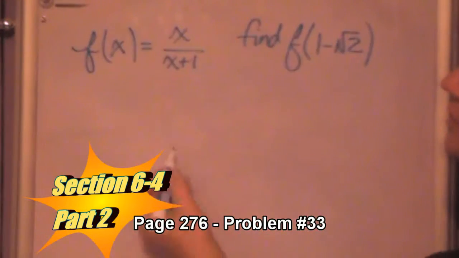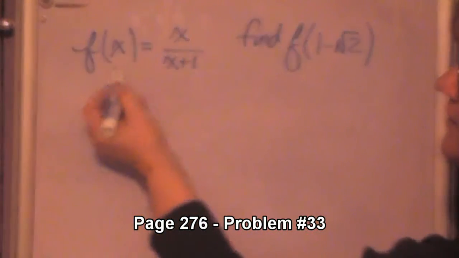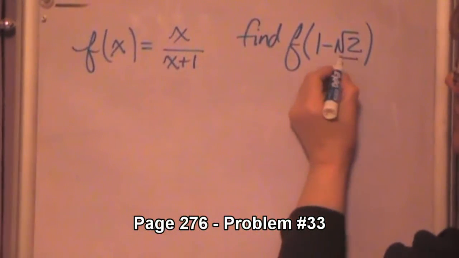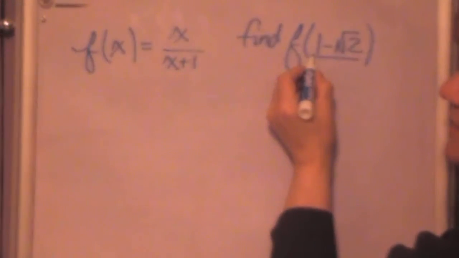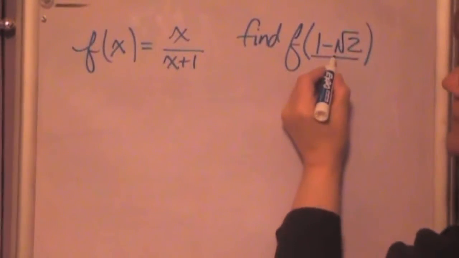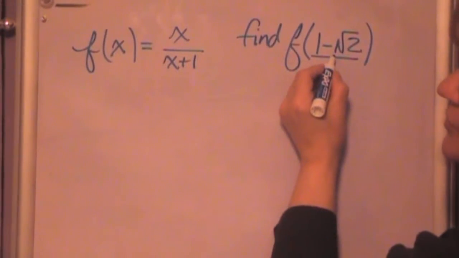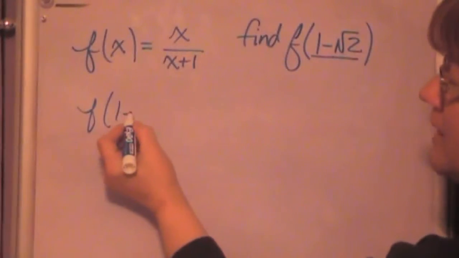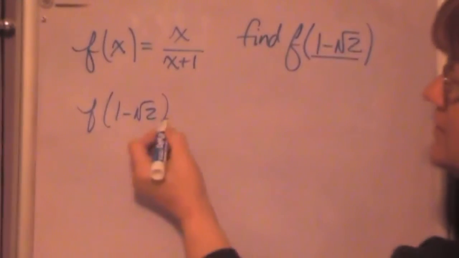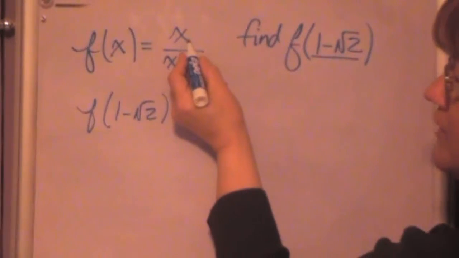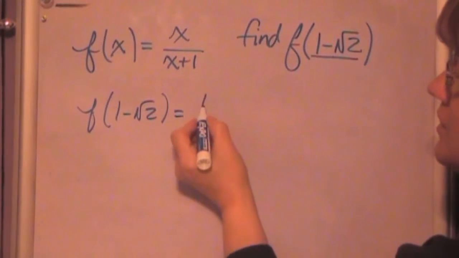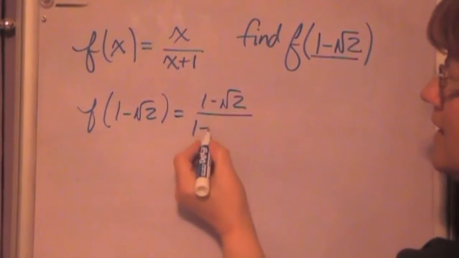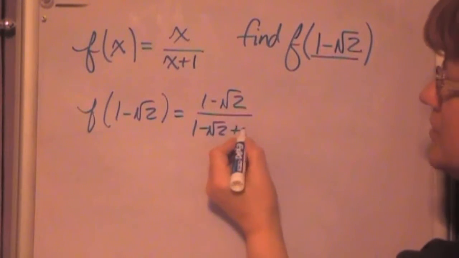Reminding you of function notation, if I have a function f of x is equal to x over x plus 1, and they want me to find f of 1 minus root 2, all I do is substitute the 1 minus root 2 in for x. So f of 1 minus root 2 is equal to, put 1 minus root 2 in for every x, 1 minus root 2 over 1 minus root 2 plus 1.